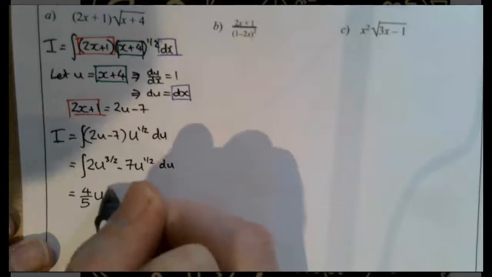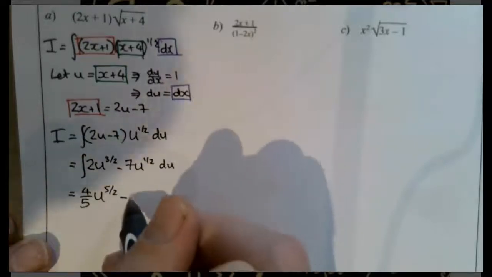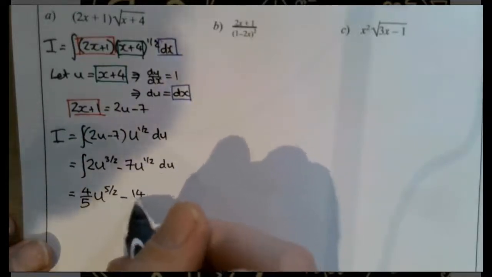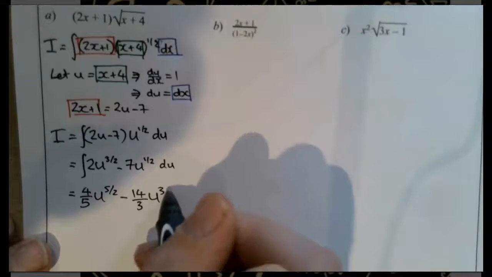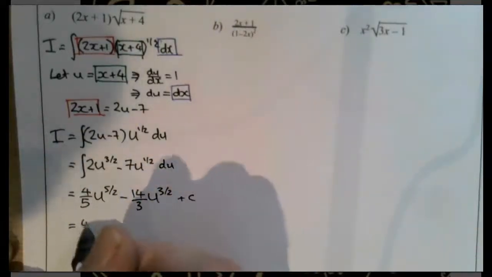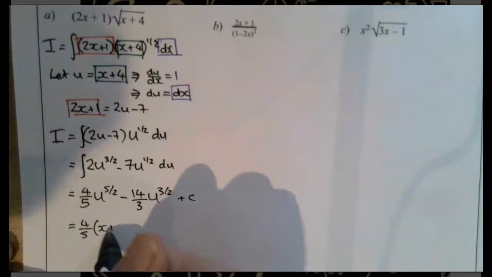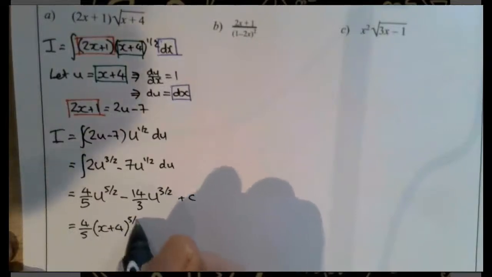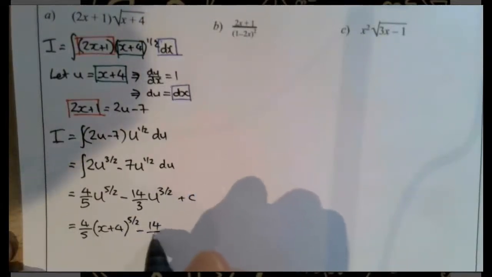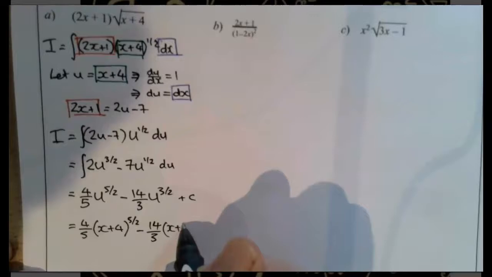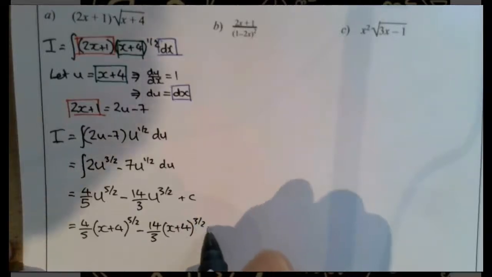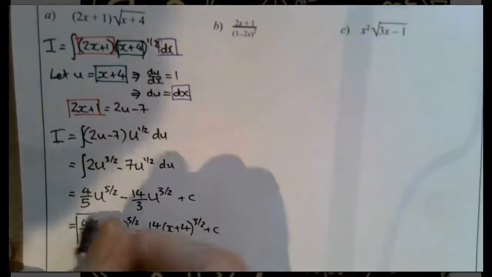4/5 u to the power 5 over 2, minus 14/3 u to the power 3 over 2, plus c, always plus c. We substitute in x plus 4 to the power 5 over 2, x plus 4 to the power 3 over 2, plus c, and we are done.